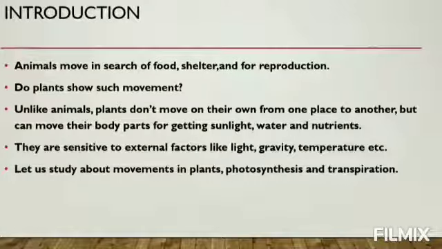So in this lesson, we are going to see in detail about the movements in plants, photosynthesis, and transpiration. First, we are going to see about the movements in plants. What are the movements which take place in plants? Let us see in detail.